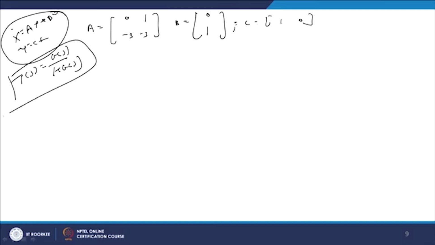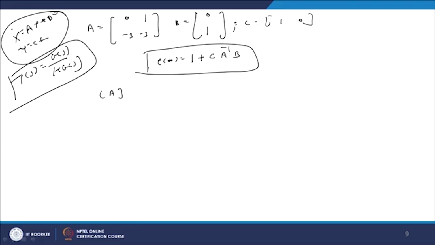Now we have to use the formula E of infinity equals 1 plus C A inverse P, this formula to be used. Now here, to get the A inverse, we can use the formula for adjoint of A divided by determinant of A. Many times we have seen this particular formula.